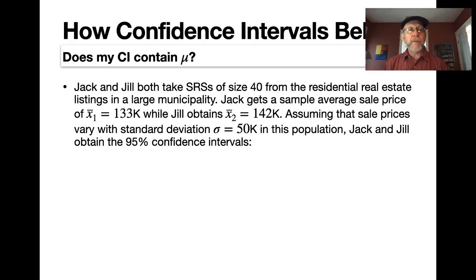Assuming that sale prices vary with a standard deviation of $50,000, Jack and Jill can both compute a 95% confidence interval, right? That's because although we don't know that real estate pricings are normally distributed in this population, in fact, they're probably not. Real estate prices tend to be right skewed. Nevertheless, we have a sample size of 40, which is bigger than 30. So that means that we can use the techniques that we've discussed to compute confidence intervals.